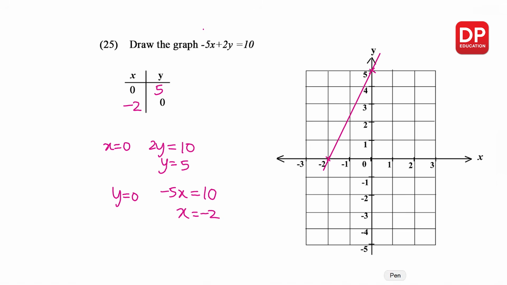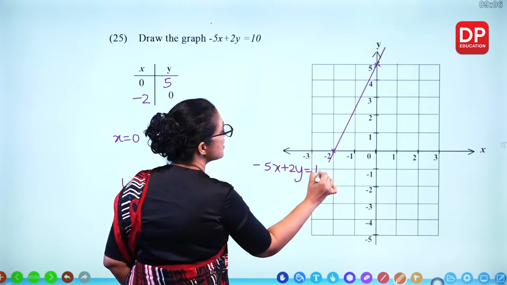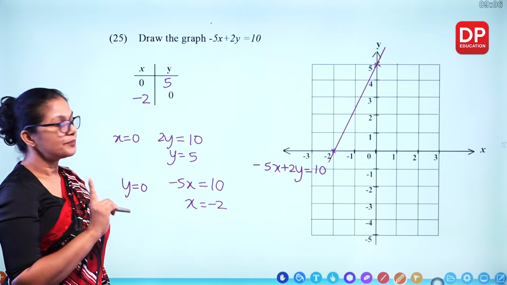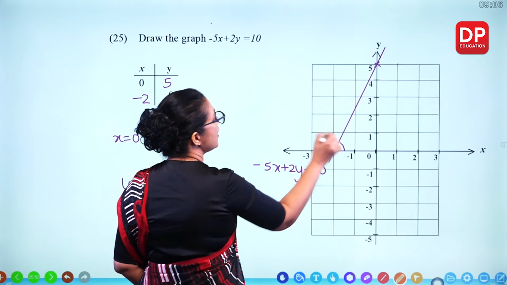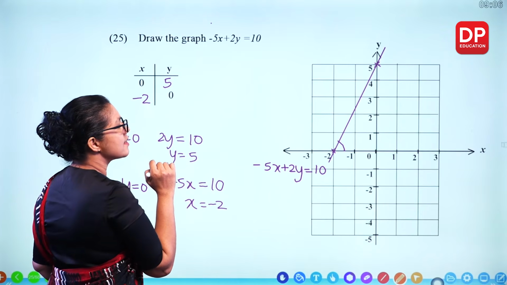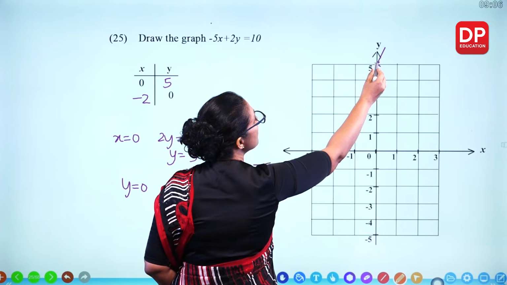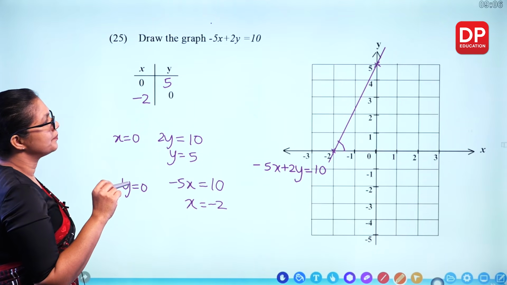So this is the line. What's the line? Minus 5x plus 2y equals 10. So what's the slope or gradient? It makes an acute angle with the x-axis. So positive gradient, and plus 5 is the y-intercept.